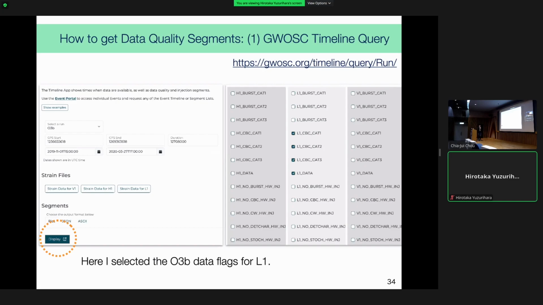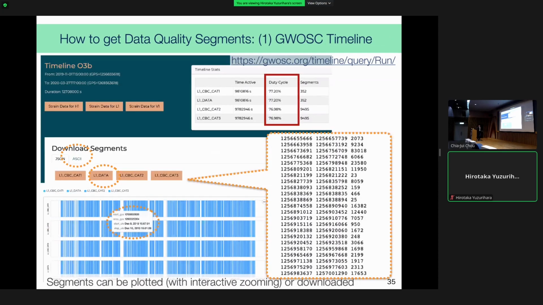Okay, this is an example of the O3B data and for Livingston data. After inputting all the information, please push this display button. Here is an example, and the top right table summarizes, for example, active time, duty cycle, and number of segments. Duty cycle means a ratio.